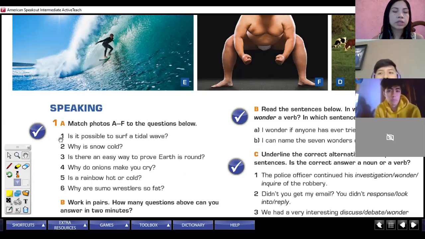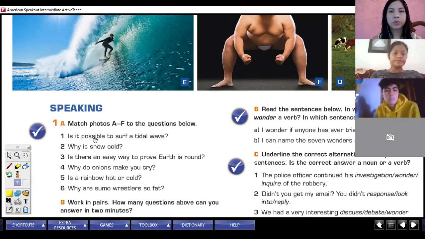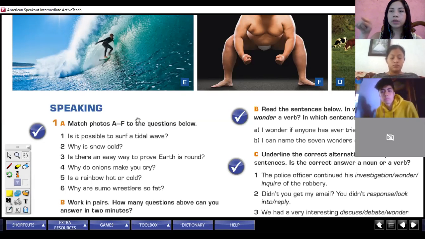Luis Diego, could you please read number 1A? Match photos A-F to the questions below. Number 1: Is it possible to surf a tidal wave? That is letter E. Do you understand the question? Is the question clear? Look at the picture. You have a wave, a normal wave, but this is a tidal wave. It's big, okay?